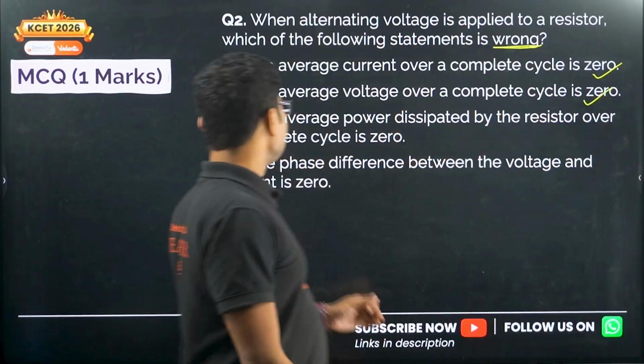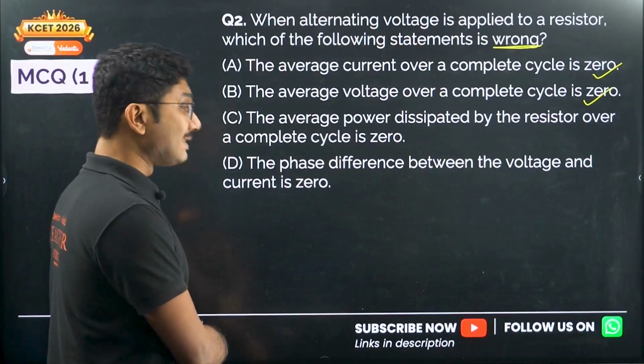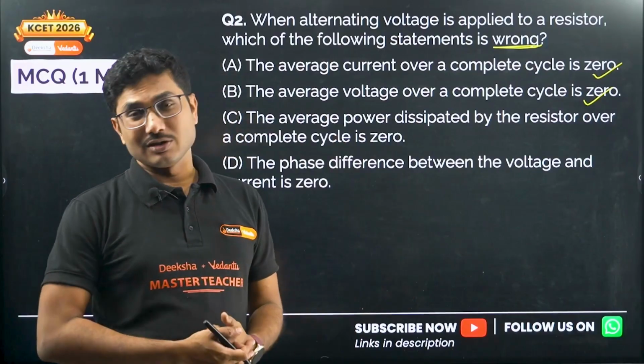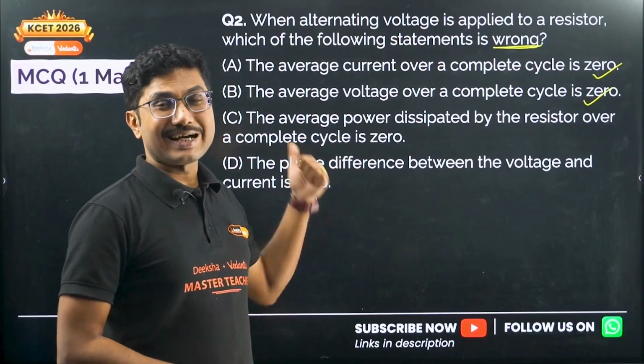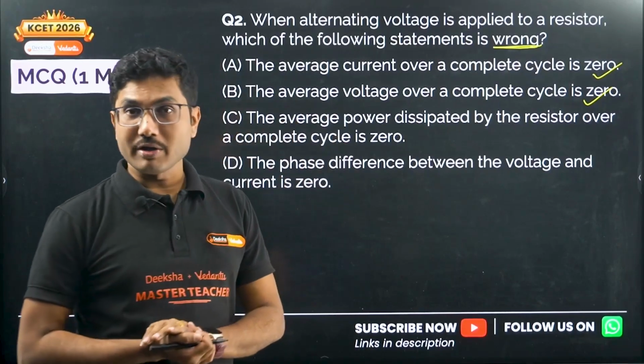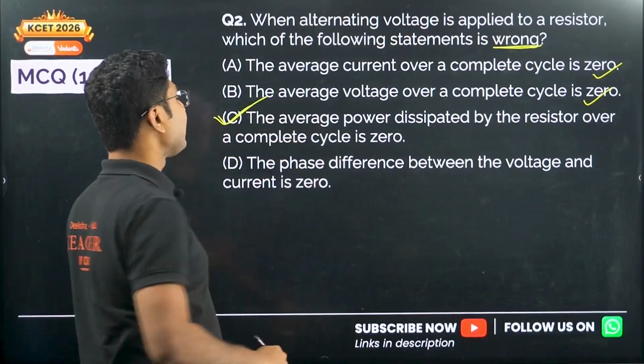Next, the average power dissipated by the resistor over a complete cycle is 0. But average power dissipated in a resistor is not 0. For inductor and capacitor, average power dissipated is 0, but for resistance it is not 0. So this is a wrong statement. So this is our correct answer. You can check the option.